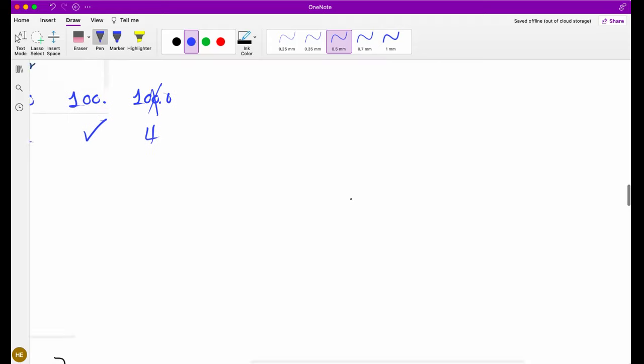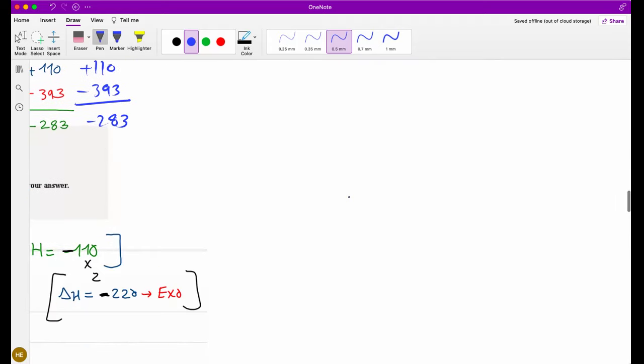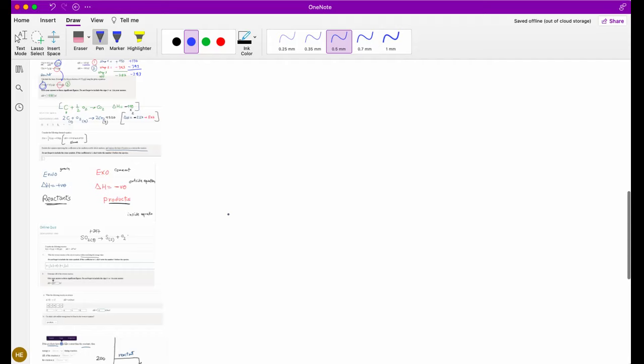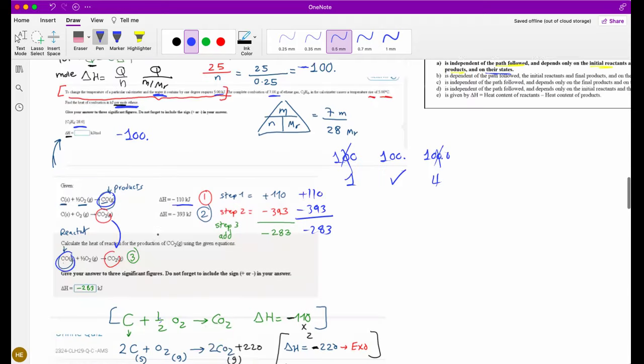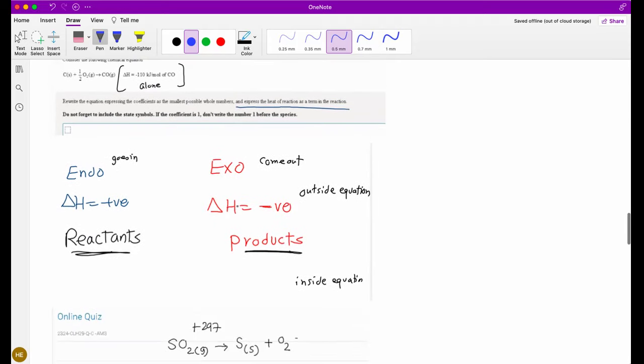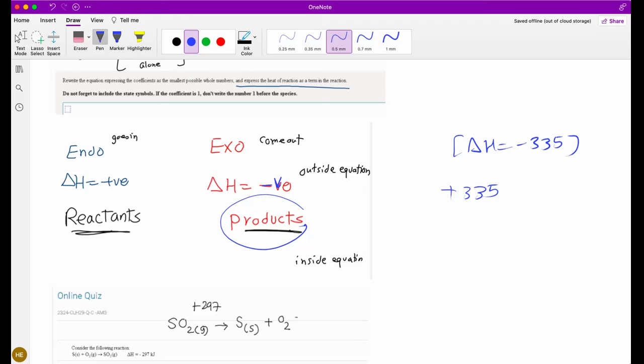Take care of this point. Very important point. When you want to incorporate it in your equation, you have to change the delta H from negative into positive. So outside, if he said delta H is equal to minus 335, but when you put it inside the equation, you put it as plus 335. And where do you put it? You put it in the products. If the reaction is exothermic, use this value, you put it with the products. If it is endo, put it with the reactants.